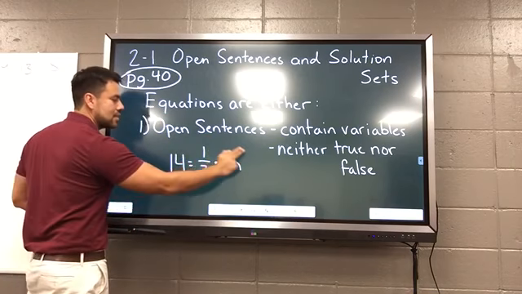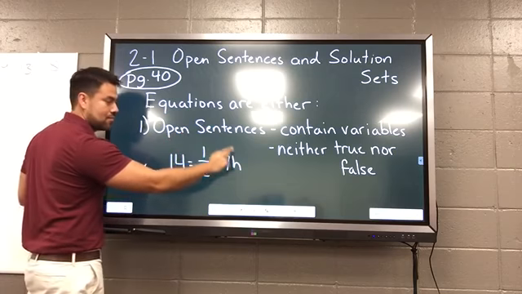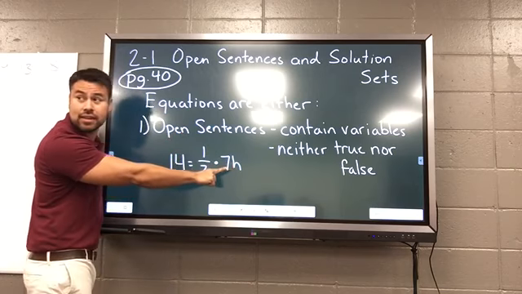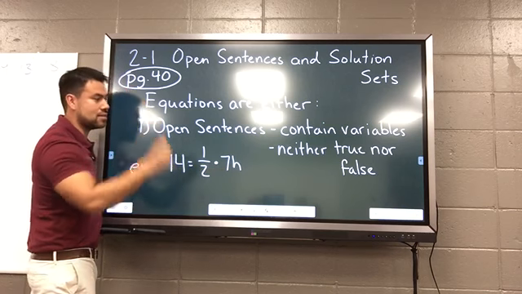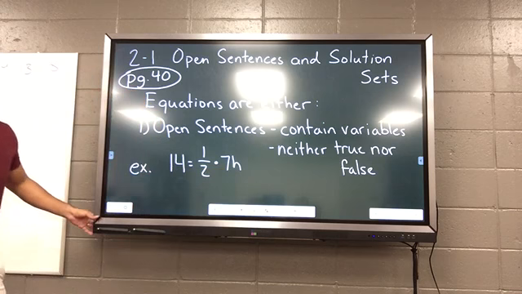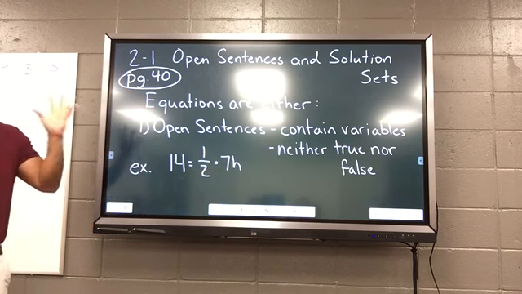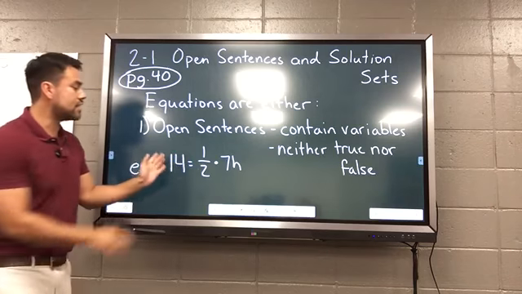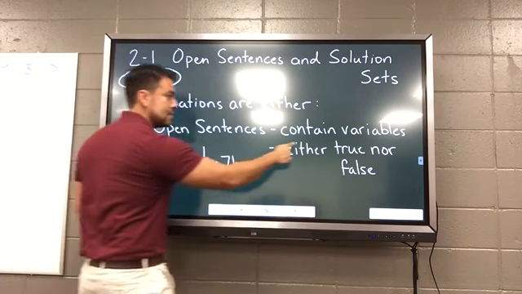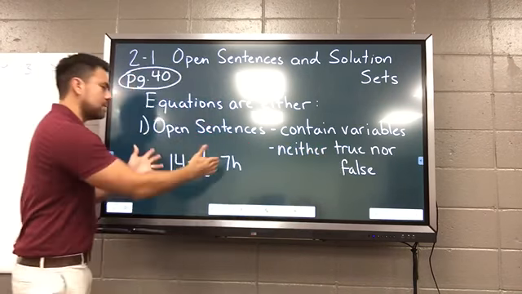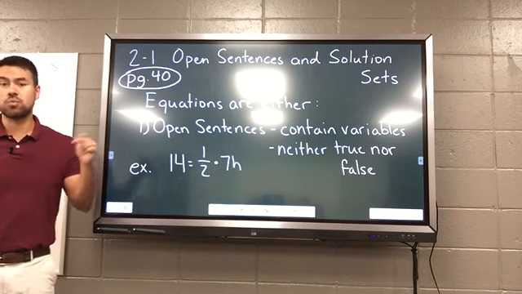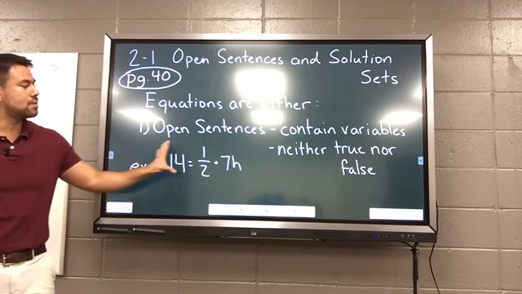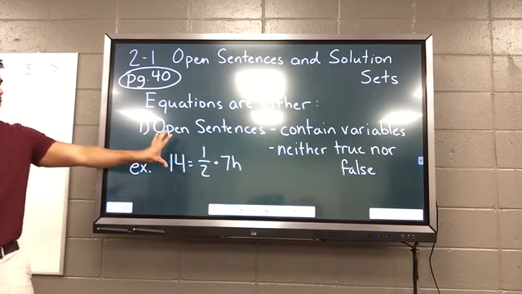This is an open sentence. Does it have a variable? Yes. Is it truly an equation, though? Yeah, because it has an equal sign. Automatically, it's an equation. But as opposed to the closed sentences, this equation is neither true nor false. To be able to say that this is true or false, you don't have enough info to make that decision. We will get into that. But an open sentence by itself is neither true nor false.